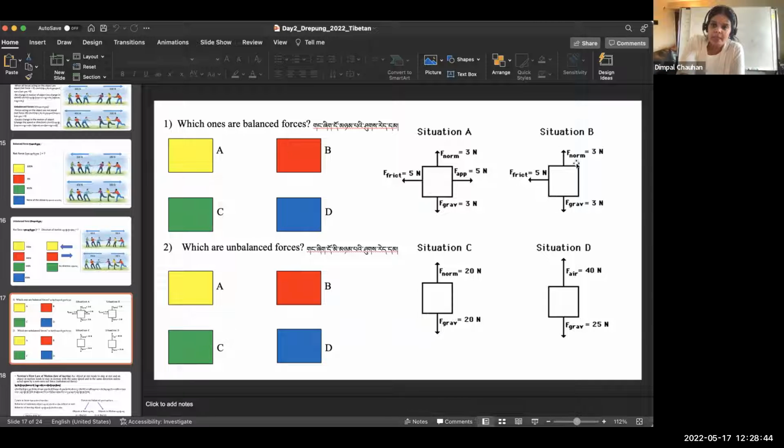In this case, 3 and 3 here get cancelled, but there is 5 Newton on this side and no force applied here, so it's not balanced. It will be 5 Newton, right? In situation C, 20 and 20, nothing here, so it cancels out. Here, 40 and 25, the net force in this case will be 15. So it's not balanced. So A and C are the right answers.